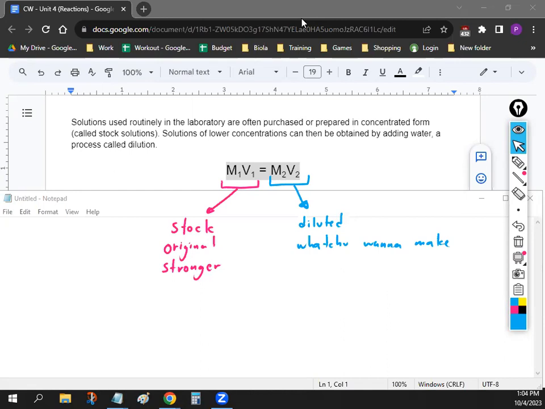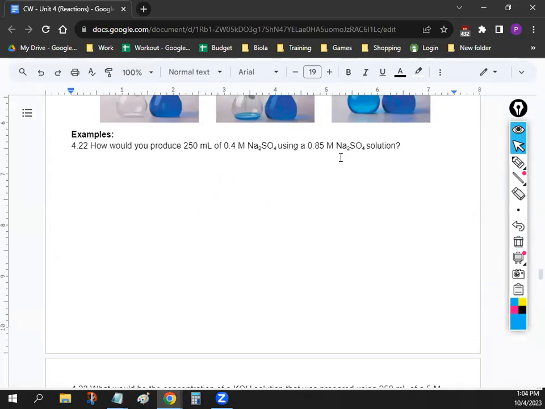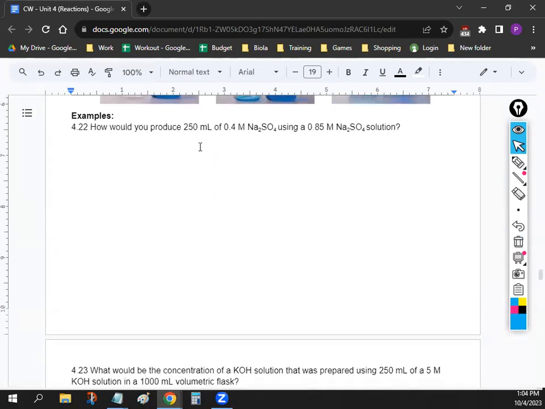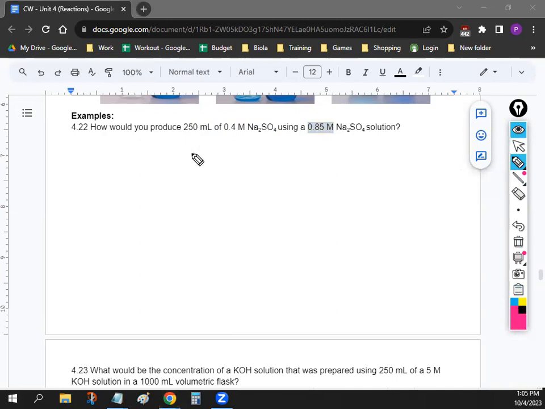Okay. All right, so let's do a quick problem. And then I think we'll be done. This is a pretty easy section. Okay. So 422, it's asking, how would you produce 250 milliliters of a 0.4 molarity Na2SO4 solution using a 0.85 molarity solution? Okay. So I'm going to set up my formula. And what we're going to do is we're just going to plug in our numbers using the definitions we just talked about.